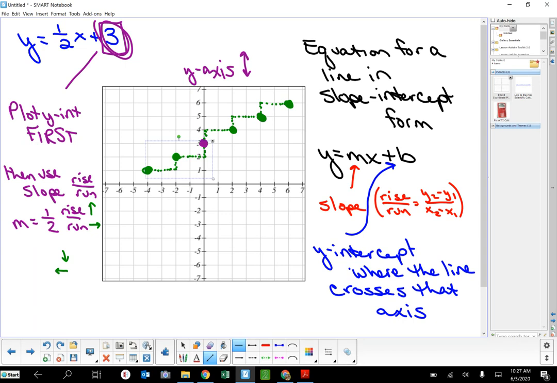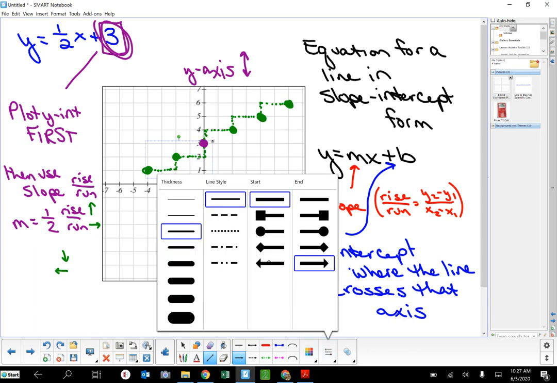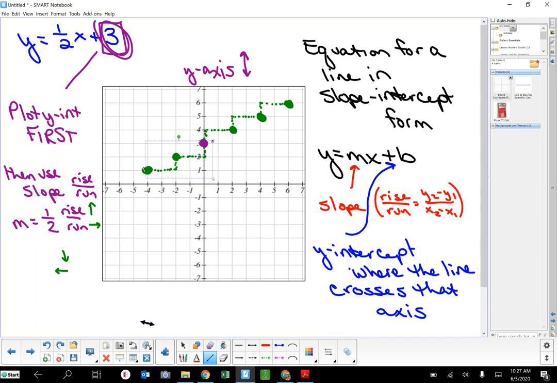So eventually, you can take this line. Well, I don't have a solid line with 2 arrows, apparently. Let's get one. Okay, so I am going to create a line that goes through all of those points. And that is the equation of that line, y equals 1/2 x plus 3. That is how you would do that, right?